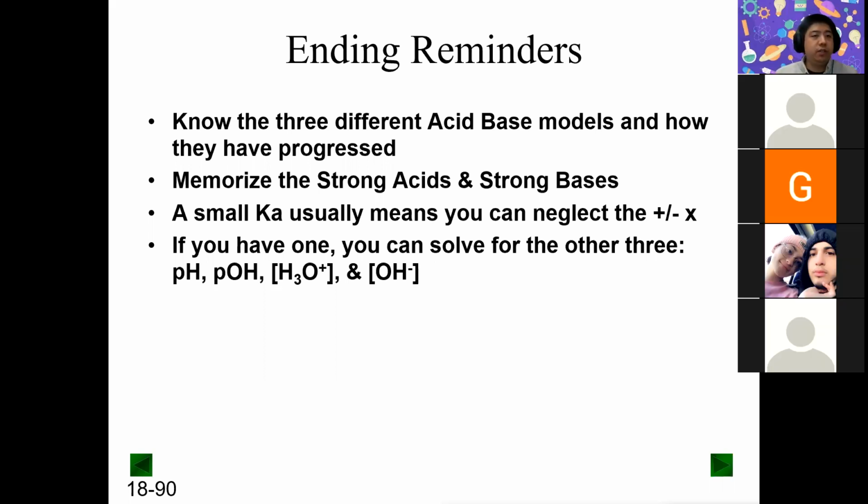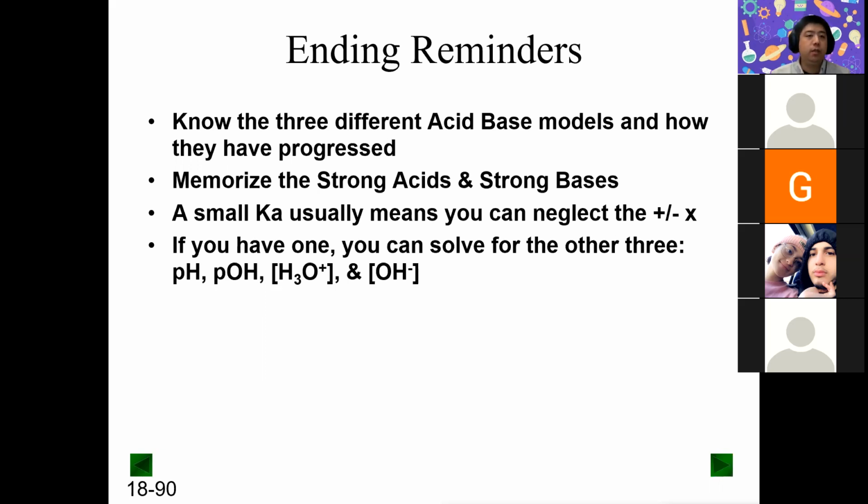Okay, so let's take a look at the results. Do you need an ice table for strong acids and strong bases? The answer is no. The reason why you don't need it is because you already have the H plus concentration or the OH minus concentration. You just use that to find your pH or pOH. So you have no need for the ice table, only for weak acids and weak bases because some of it dissociates.